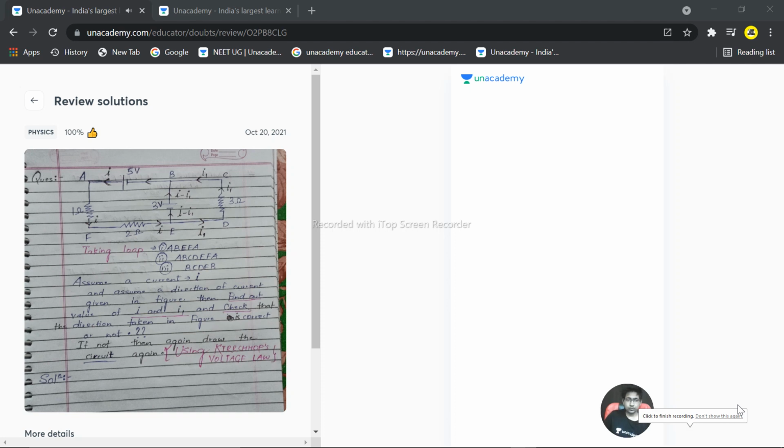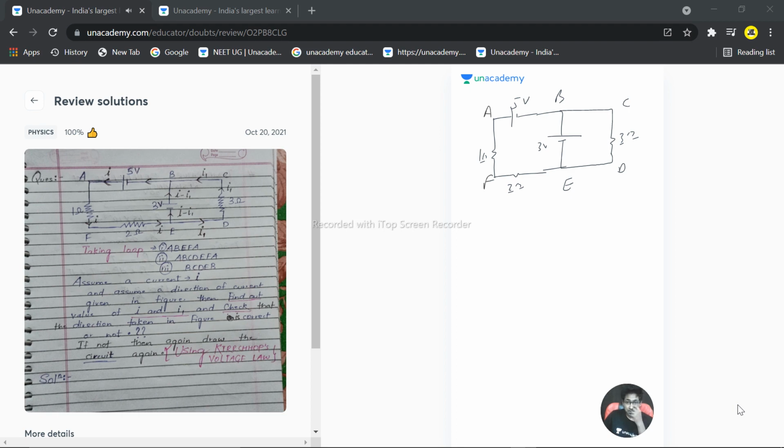Students, so we have a question over here. We have a circuit here. This is a 5 volt battery. This is a 1 ohm resistor, and this is a 2 ohm resistor. Further, this is a 3 volt battery we have, and here we have a 3 ohm resistor, and that's it. This is CD, B, E, and AB, AF.